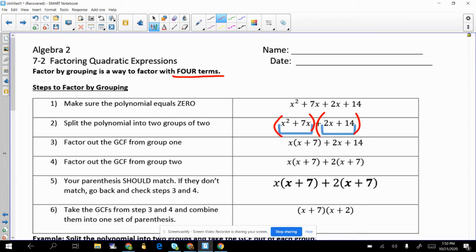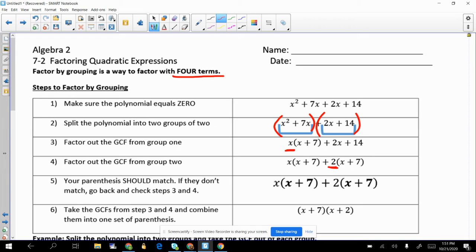Then what you'll do is you'll factor out the GCF from each group. So in this first group, you're trying to see, okay, what can I take out of x squared plus 7x? And you can see that the GCF is an x. So when you take an x out of x squared, you're left with x. When you take an x out of 7x, you're left with 7. Same idea in the next group. You're looking at 2x plus 14 and seeing what you can take out. And you can see in this step, it's a 2.